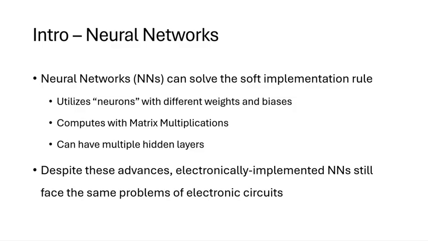And it can have multiple hidden layers. Hidden layers are neurons that aren't directly tied to the input or the output. Their inclusion can help increase the accuracy of the neural network greatly. However, despite these advances, electronically implemented neural networks still face the same problems of electronic circuits.